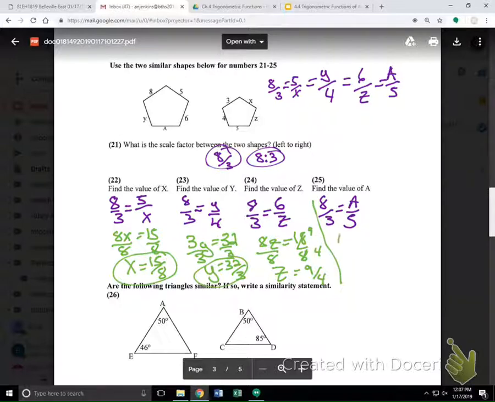Okay, our last one here. 50. Oh, nope. 40. Thank you. 40 equals 3a. A equals 40 over 3.